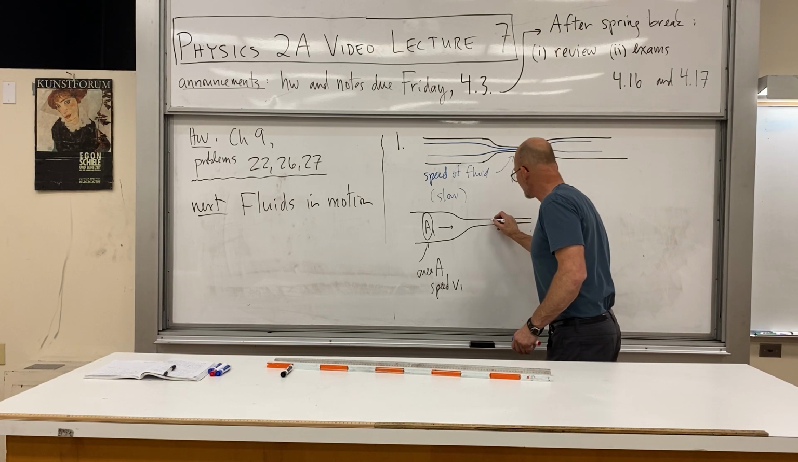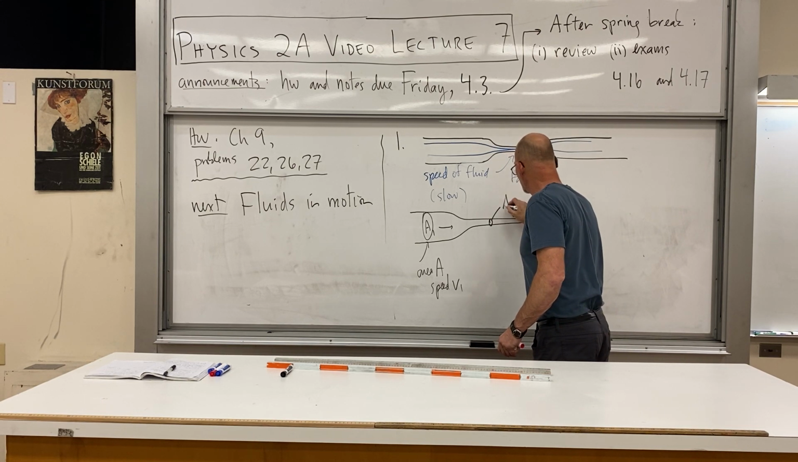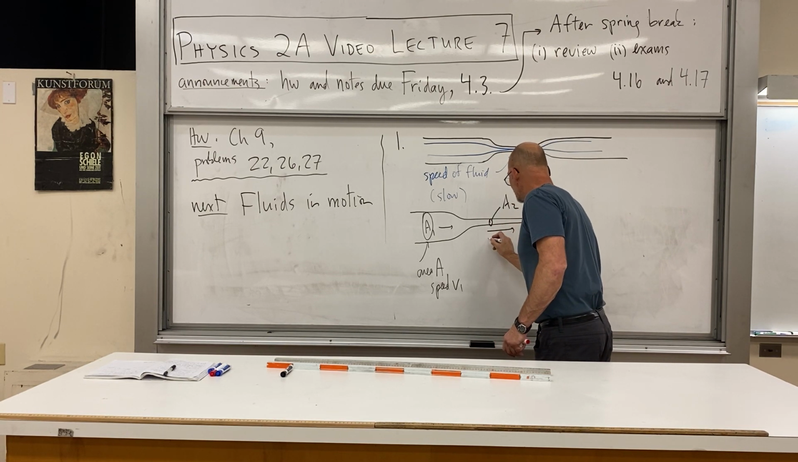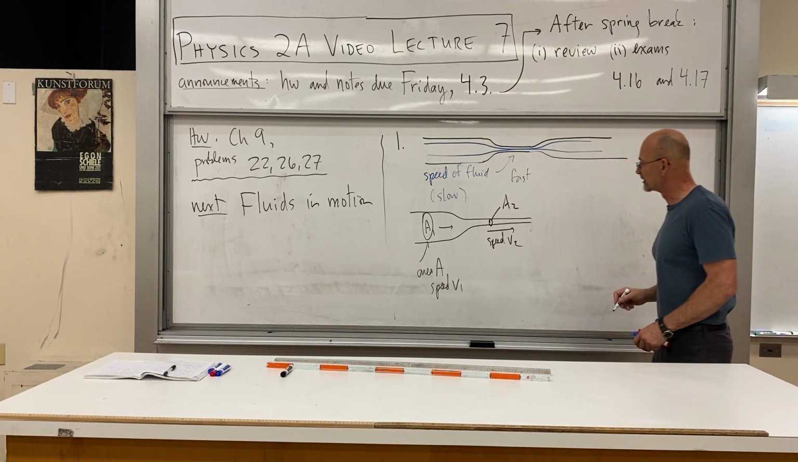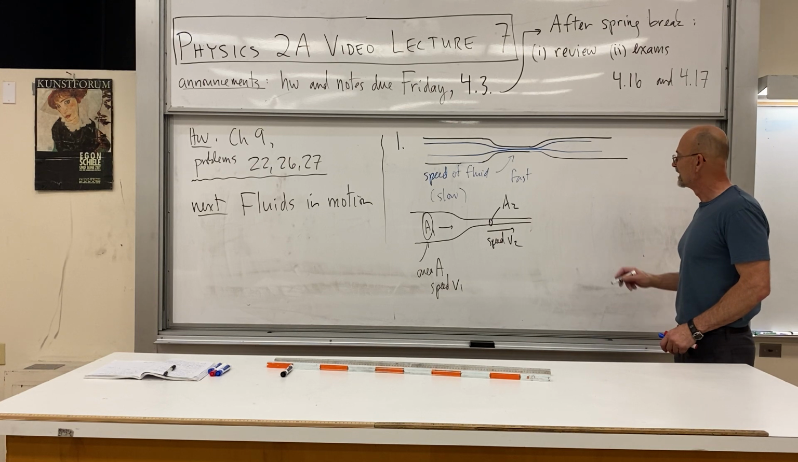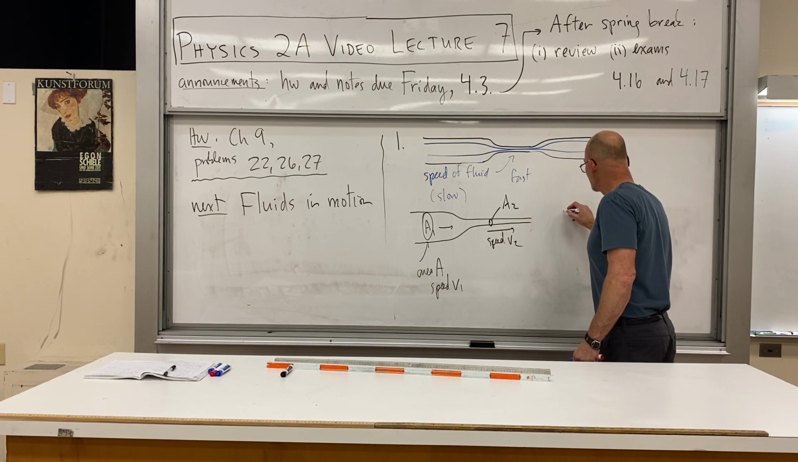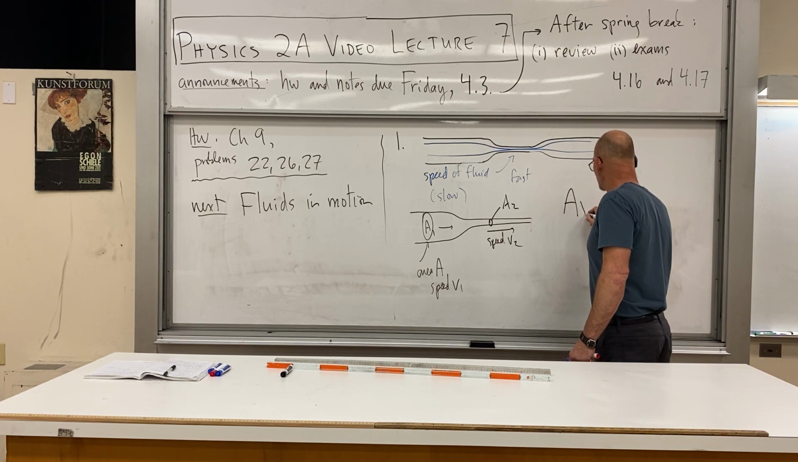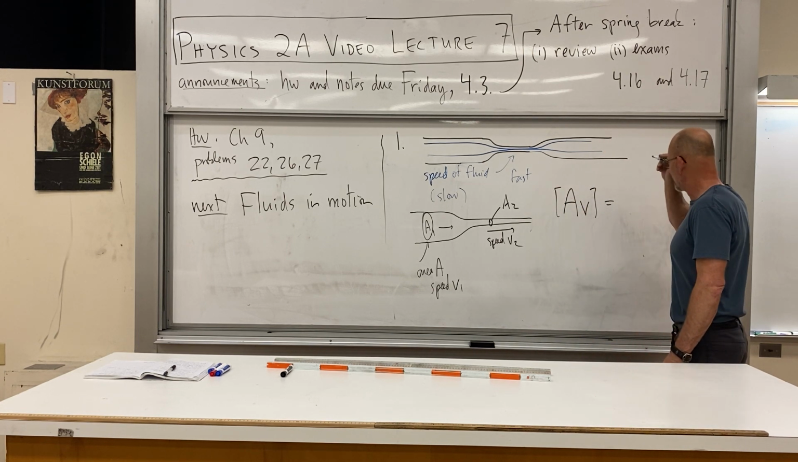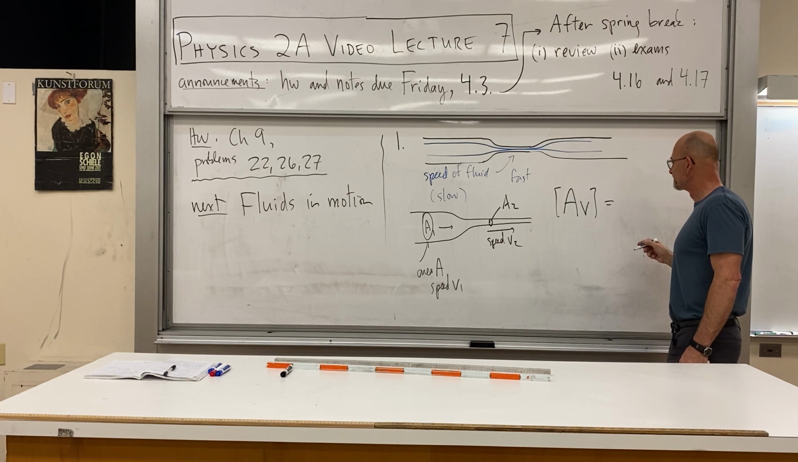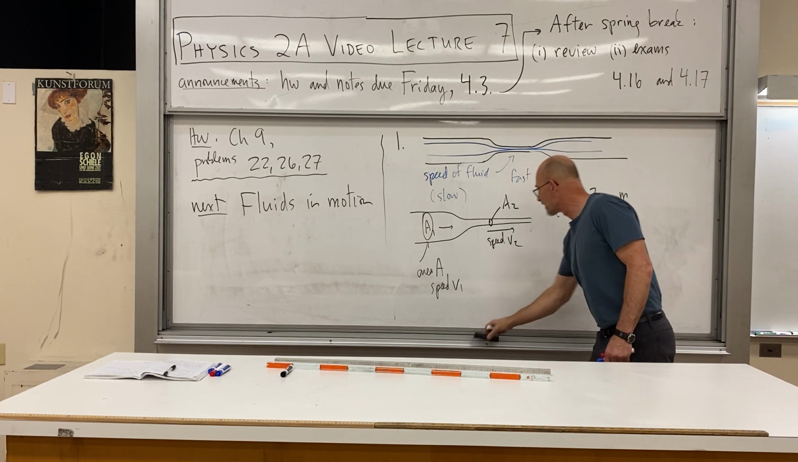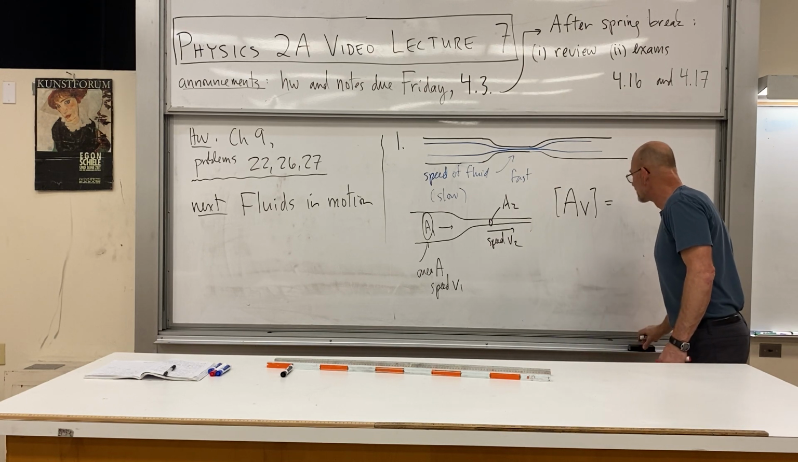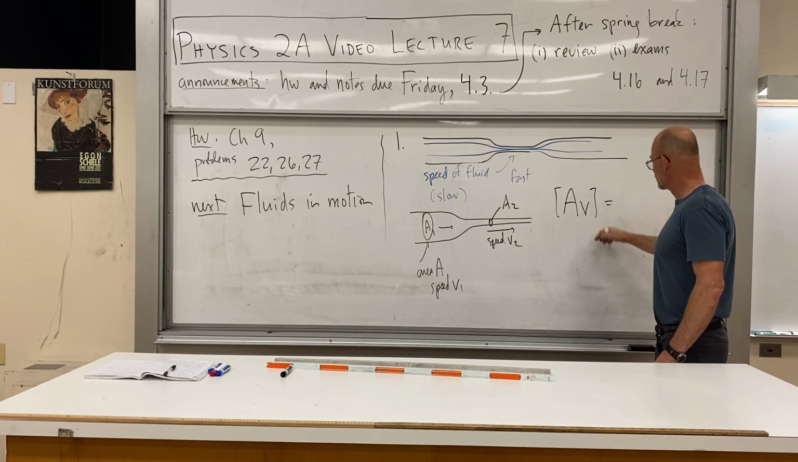And then over here it has a cross-sectional area A sub 2 and a speed, or velocity, V sub 2. Now, area times velocity has the units meters squared, meters per second.